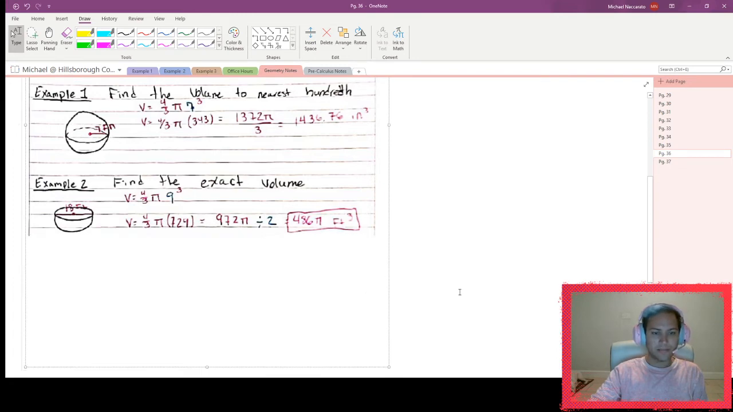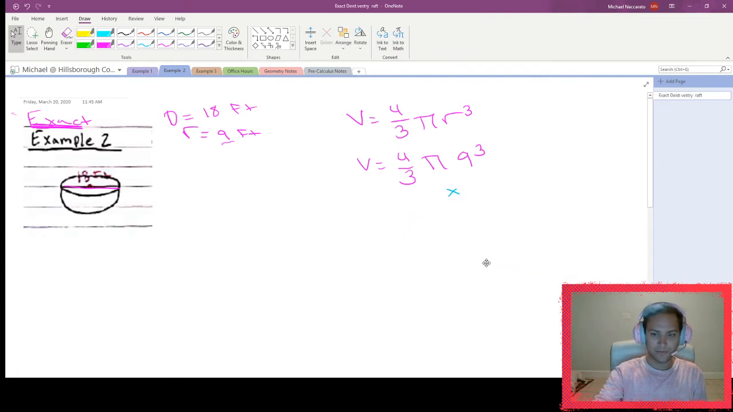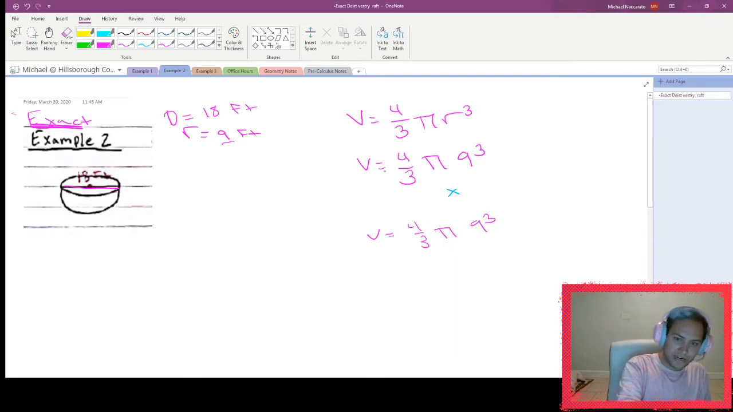Oh no, I made a mistake, y'all. Backtrack, backtrack, backtrack. Pretend we didn't say any of that. Okay, so duh. I gave you the right answer, but just not the right way. Volume equals 4/3 pi 9 cubed. Wait, we already have 9 cubed on there. 729. Okay, pretend none of that happened.